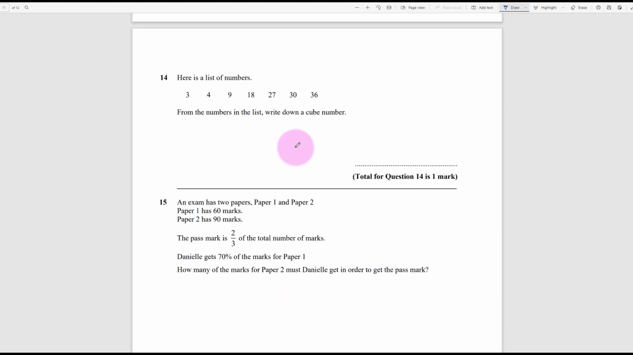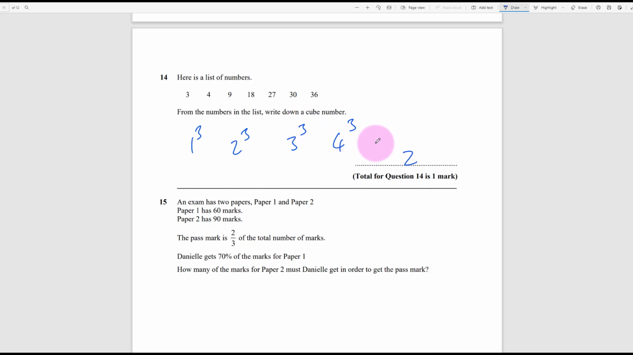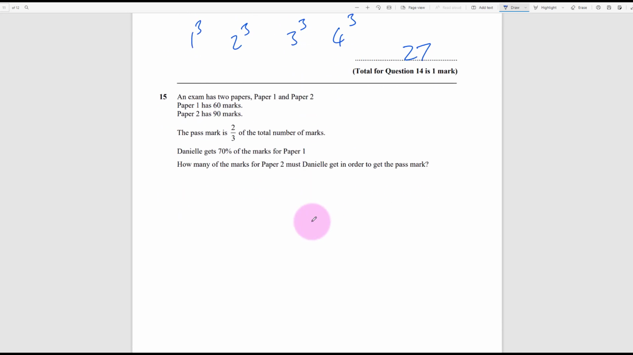Write down a cube number and use your calculator. Cube numbers are like 1 cubed, 2 cubed, 3 cubed, 4 cubed. If you don't know, just try them out. I know the answer is 27, but let's try it. 3 cubed is 27. And just go through the cube numbers on your calculator until you get an answer that matches, but it is 27 in this. An easy 1 mark there.